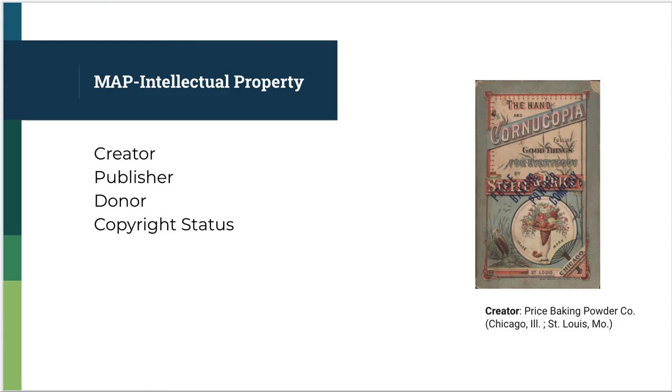Donor is the person who actually made the funds available for digitizing this collection at the MSU libraries, and copyright status is the copyright status for each of the records.